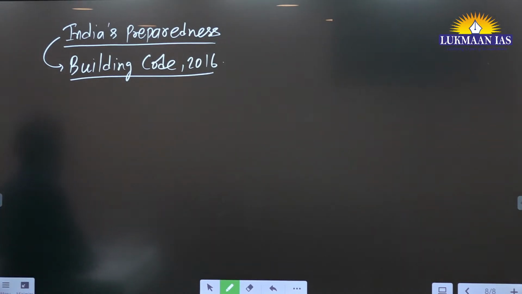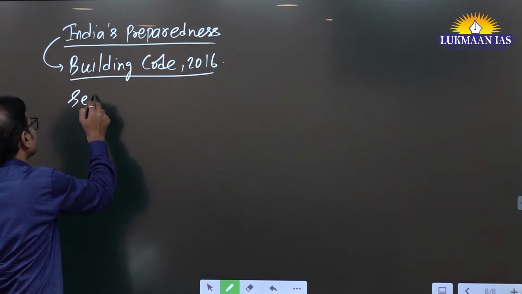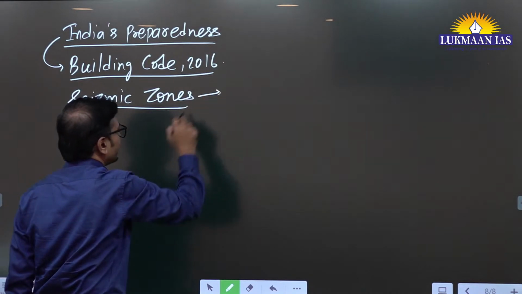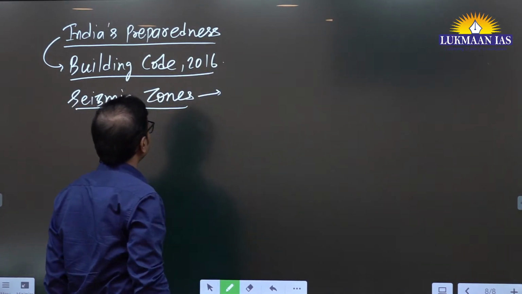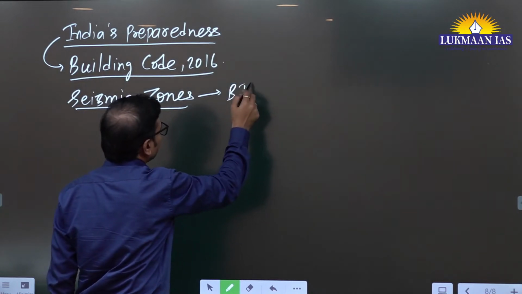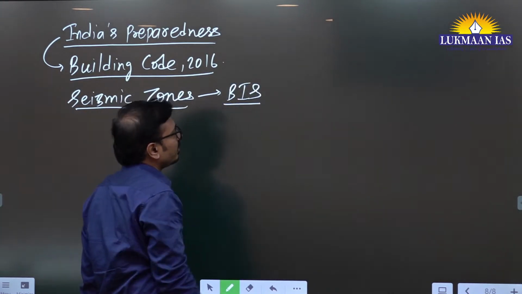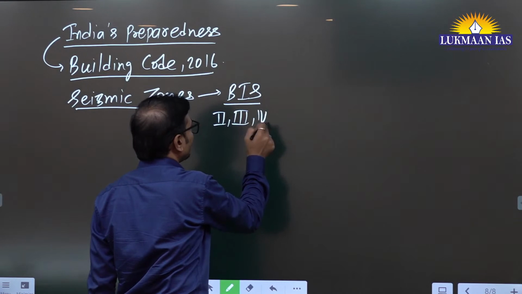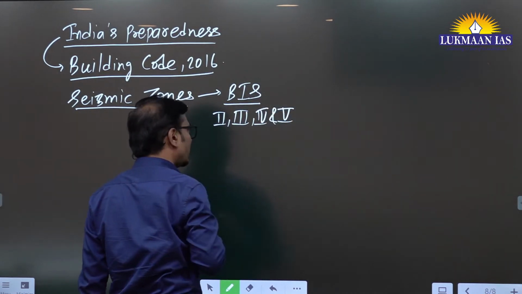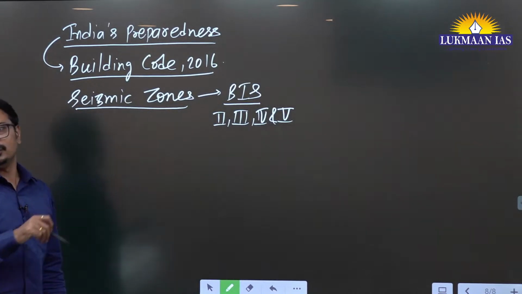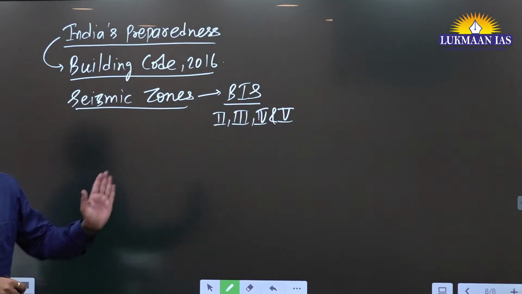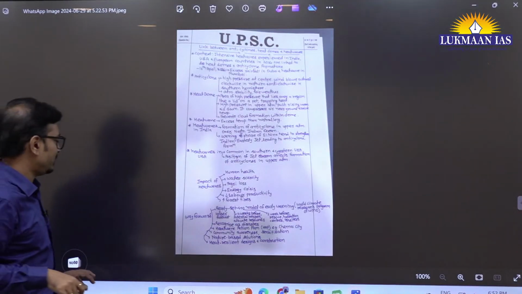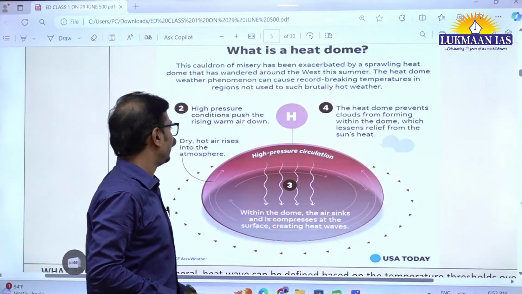Then we have seismic zonation, which is very important. Seismic zones, BIS has created, the Bureau of Indian Standards. This code is also given by BIS. The Bureau of Indian Standards has created earthquake zones in India, and these zones are zone 2, 3, 4, and 5. I don't know why they have not added 1. Okay, 2, 3, 4, 5. Huh? We have this map, we can see on the map.